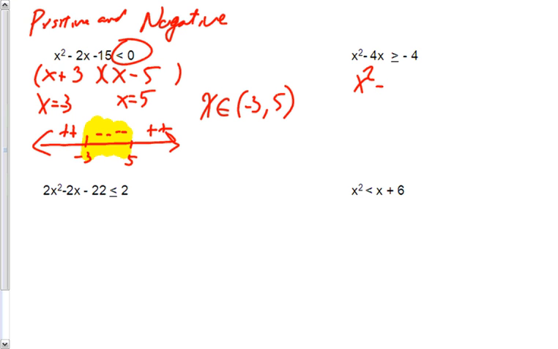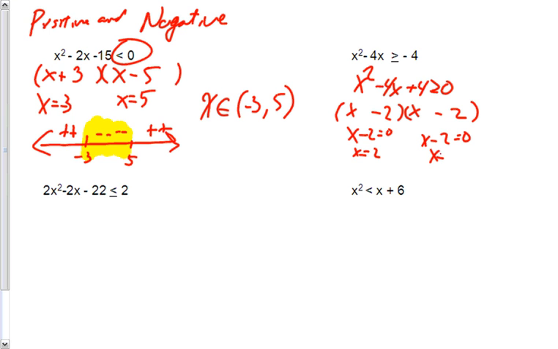X squared minus 4x plus 4 is greater than or equal to 0. Okay? First thing we do is get it all on one side. Factor. Things that factor. How about minus 2 and minus 2? X minus 2 equals 0. X equals 2. X minus 2 equals 0. Oh, look, it's the same. We only have to put 1 on our sign chart then. So, there's 2.